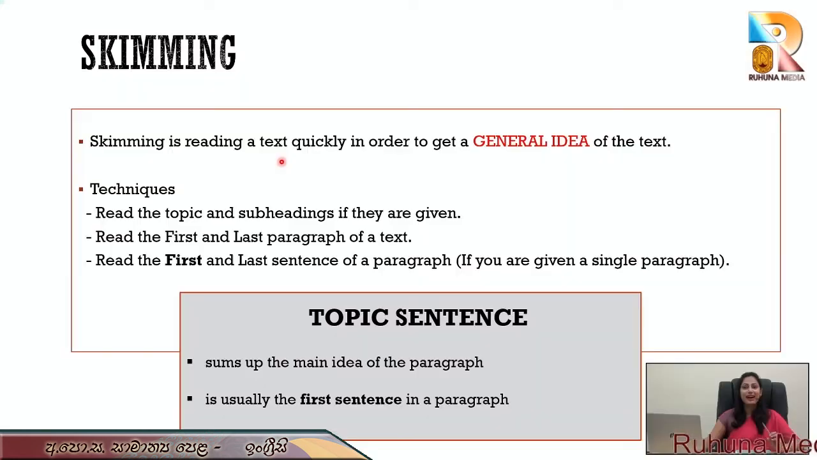Have you heard of topic sentences? Do you know what topic sentences are? A topic sentence usually appears as the first sentence in a paragraph, and it sums up the main idea of the paragraph. So if you have a look at the topic sentence, you will be able to understand what the paragraph is about.